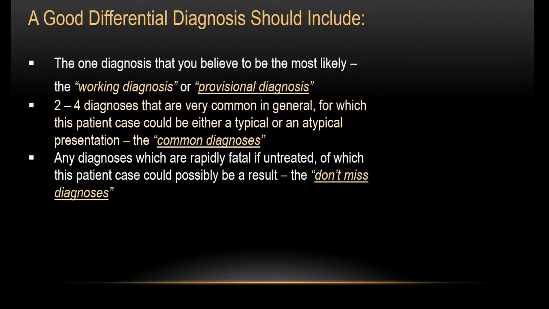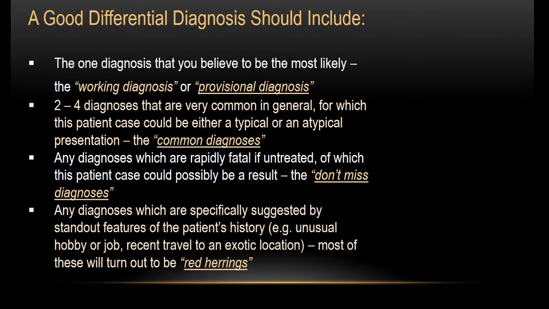The third type of diagnosis is any diagnosis which is rapidly fatal if untreated, of which this patient case could be a result. And we call this type the don't miss diagnosis. And finally, any diagnoses which are specifically suggested by some standout features of the patient's history, like an unusual hobby or travel to a certain exotic location. Most of these will turn out to be kind of a distraction, or what we call red herrings.